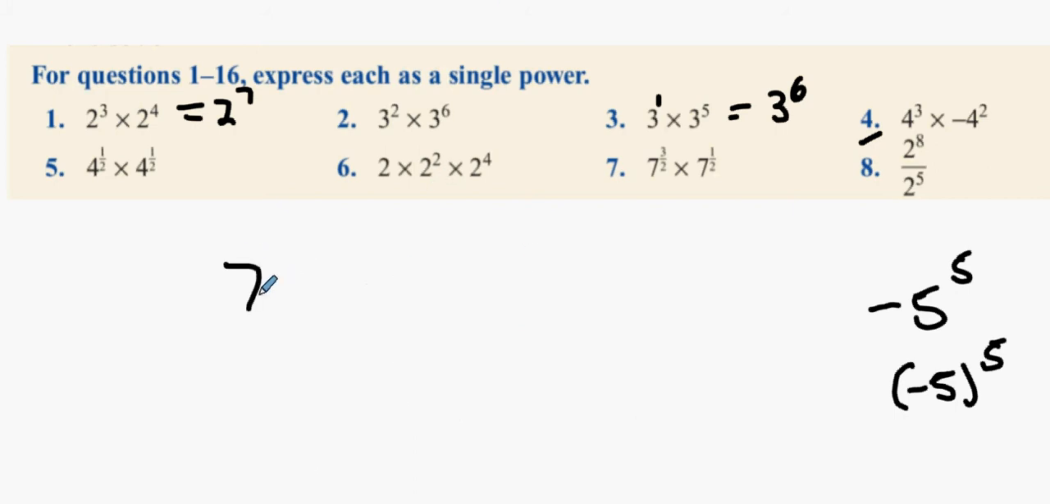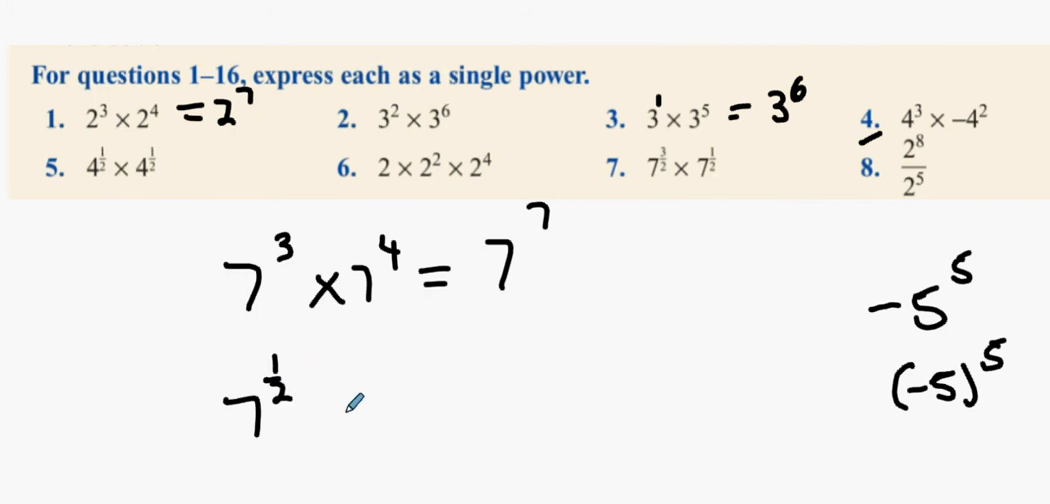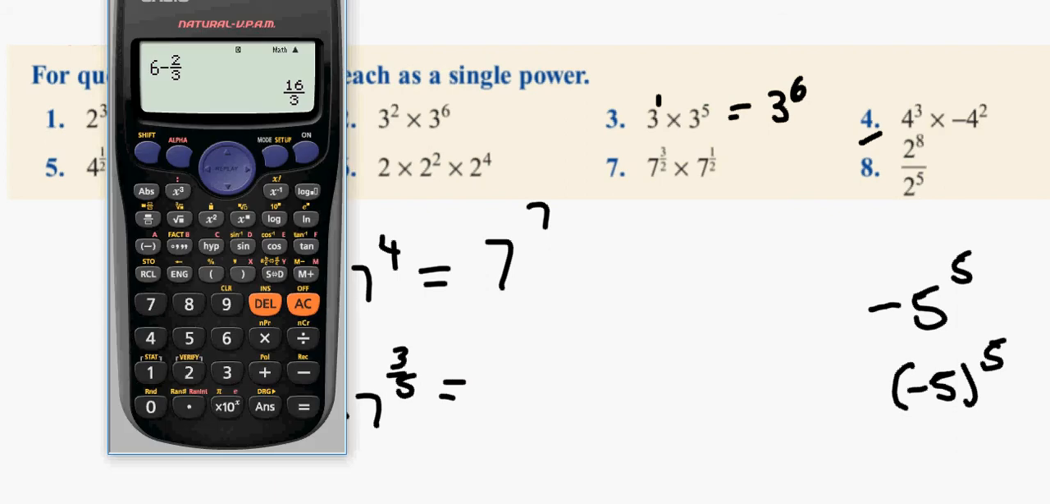What's 7 to the power 3 multiplied by 7 to the power 4? What's 7 to the power of a half multiplied by 7 to the power of 3/5? Whatever a half plus 3/5 is. So all I have to do is go to my calculator for a question like that and just add them.